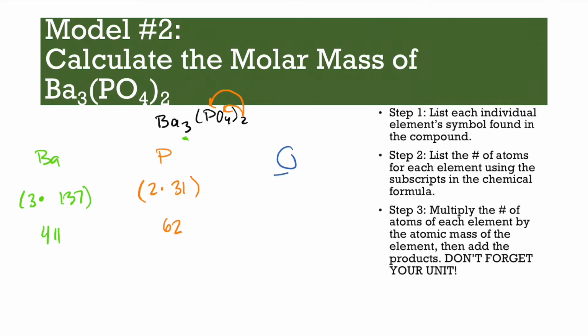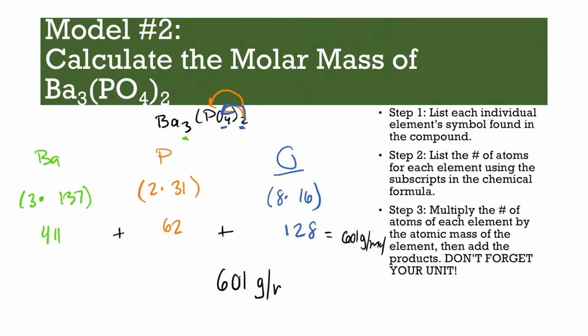And then with oxygen, we have 8 of them in our formula. We have 2 of them, so that 2 goes to both of them. 8 oxygens. Oxygen to the nearest whole number is 16. 16 times 8 is 128. And so that's each of the parts. Not done. We have to add those all up together to get the total. And we get 601 grams per mole. Anyway, it's over here. 601 grams per mole. And that is it. That is all we had to do.